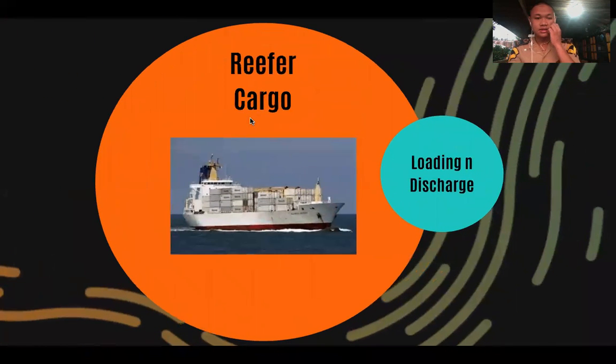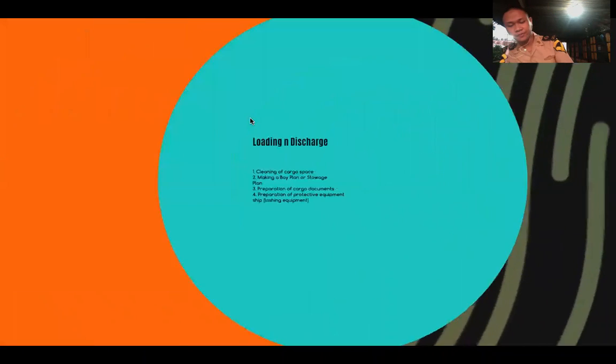The second is reefer cargo. Reefer cargo is designed to be carried on the deck or in the hold for cargo that needs to be kept frozen. The insulated cargo holds have specially designed refrigeration and air cooling systems to maintain a specific range of temperature.